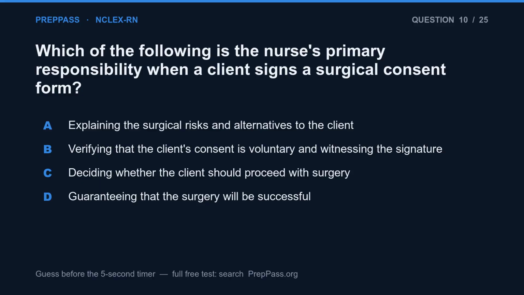Question 10. Which of the following is the nurse's primary responsibility when a client signs a surgical consent form? A. Explaining the surgical risks and alternatives to the client. B. Verifying that the client's consent is voluntary and witnessing the signature. C. Deciding whether the client should proceed with surgery. D. Guaranteeing that the surgery will be successful.